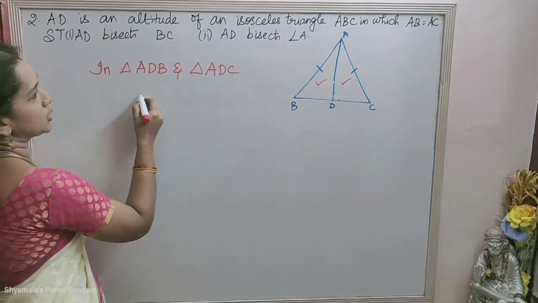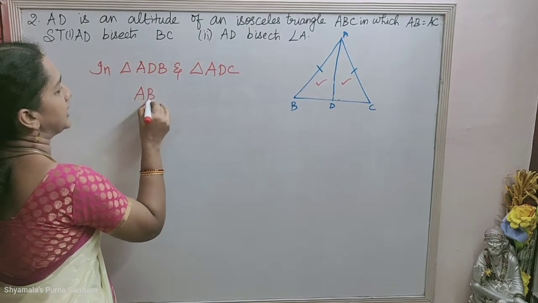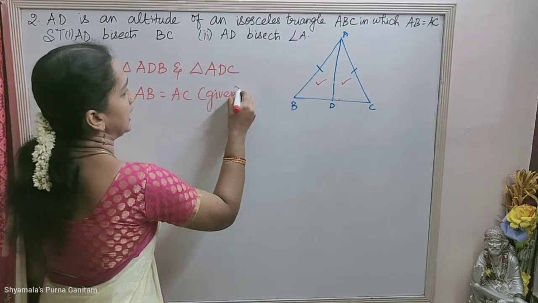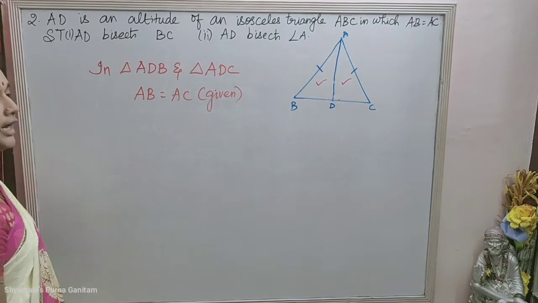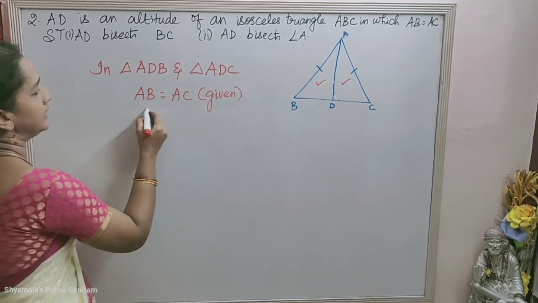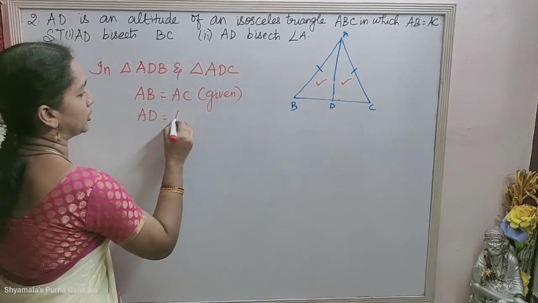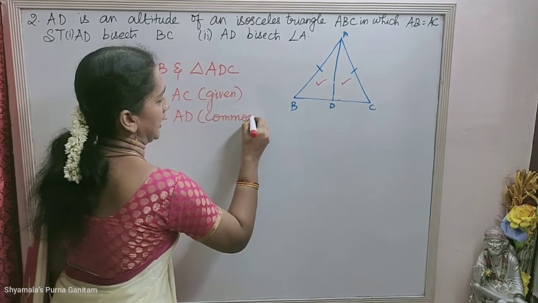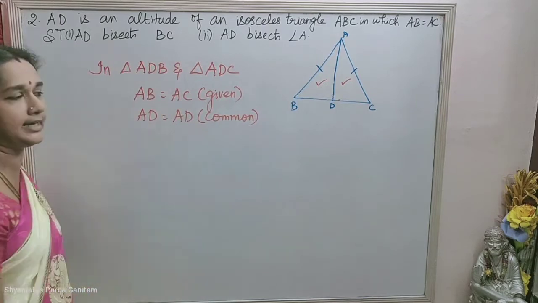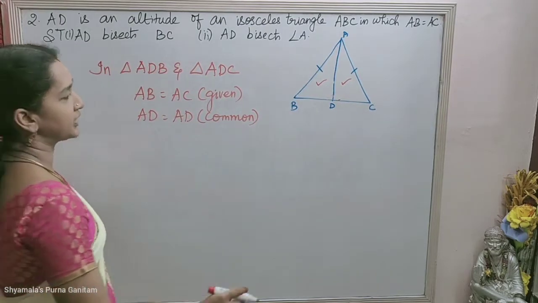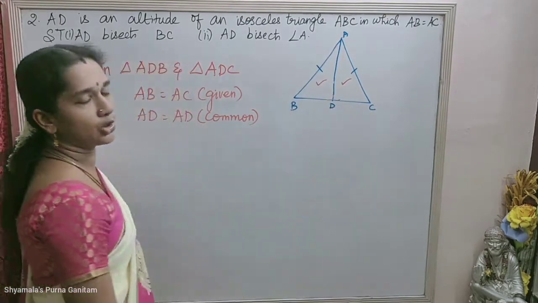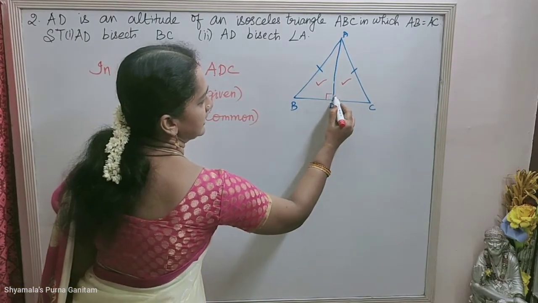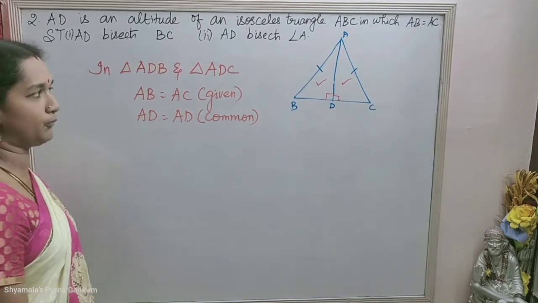In these two triangles, it is given that AB is equal to AC. It is given in the question. Isosceles triangle, same sides. Then AD is equal to AD. This is common for both the triangles. It is common. Then, since this is the altitude of an isosceles triangle, it will be perpendicular. That is, the angle is 90 degrees.